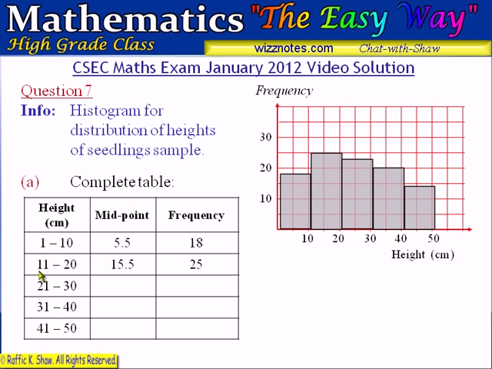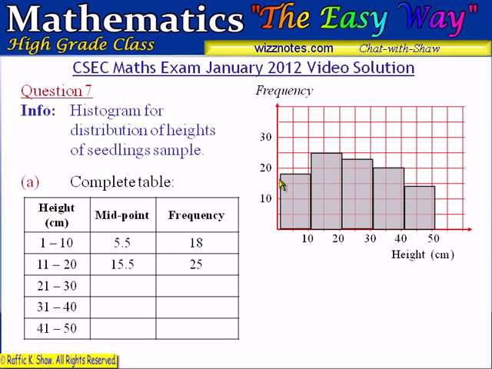And what we see here are the classes. So there are 1, 2, 3, 4, 5 groups or 5 classes. The height in the first class, for example, is 1 to 10, second class 11 to 20, third class 21 to 30, fourth class 31 to 40, and the fifth and final class is 41 to 50. And then we are given the class midpoints. We are given 2 of the class midpoint values, and then we are given 2 of the frequency values, and we are asked to complete the table. We're going to use the histogram to help us to complete the table.